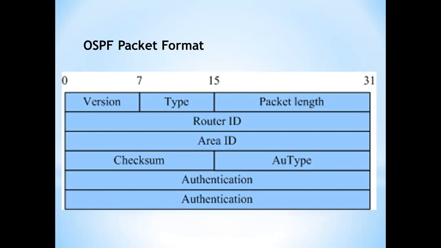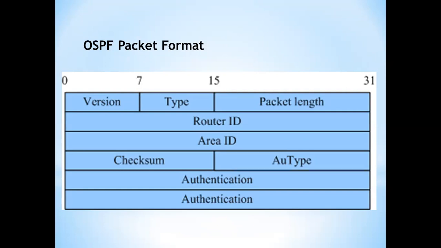Next is database description, used to form adjacencies. The router summarizes all link state advertisements and passes the information via the database description packet to the router with which it is forming an adjacency.